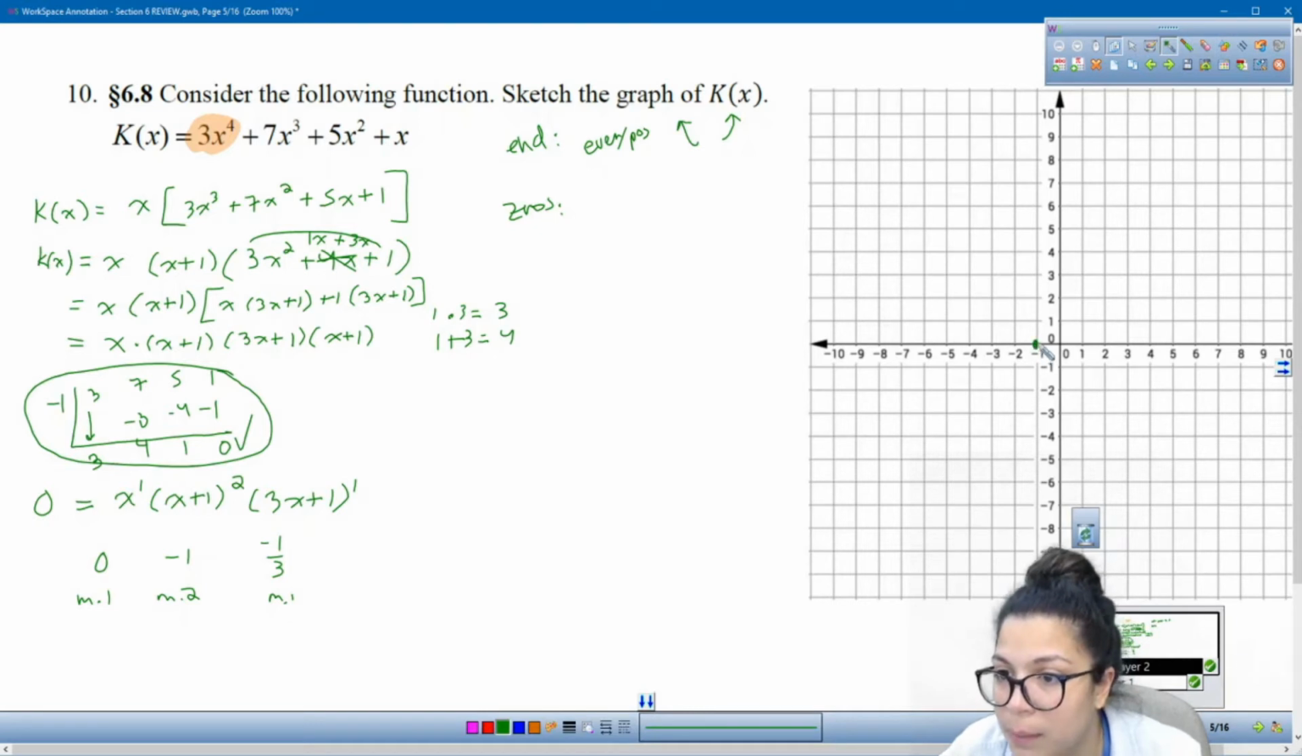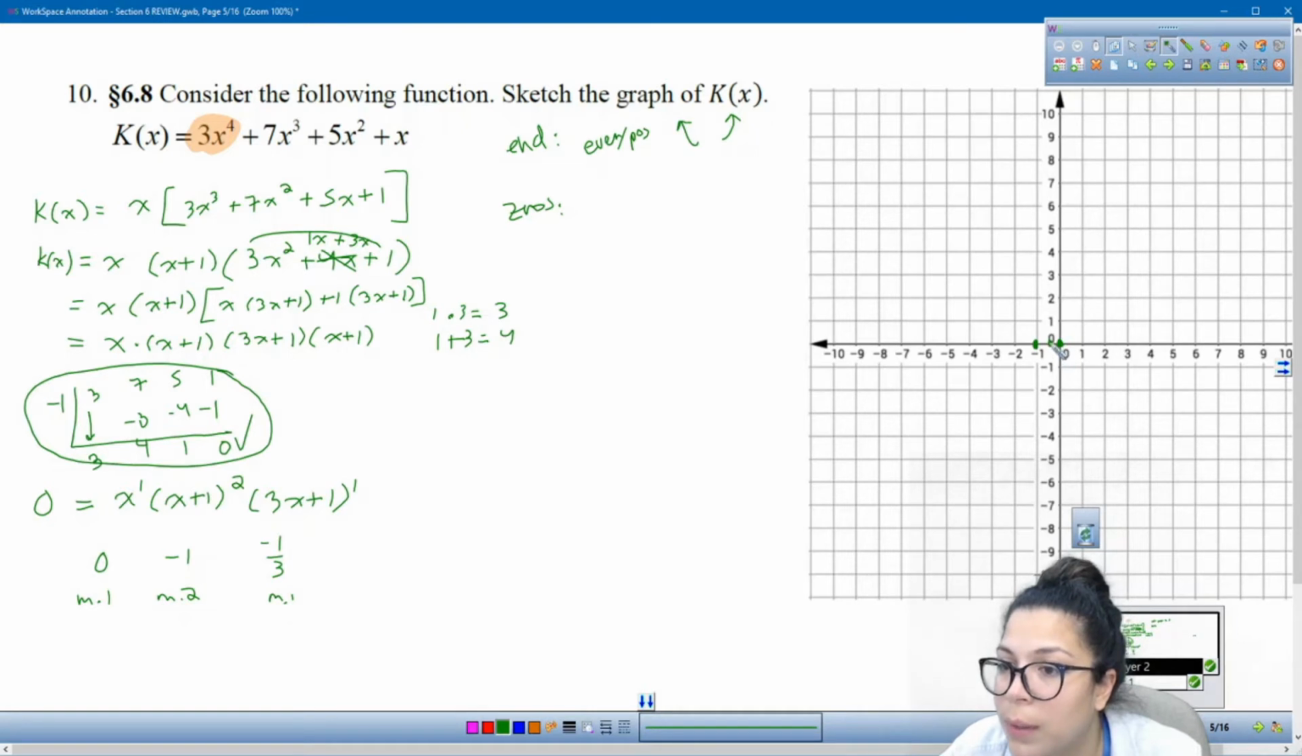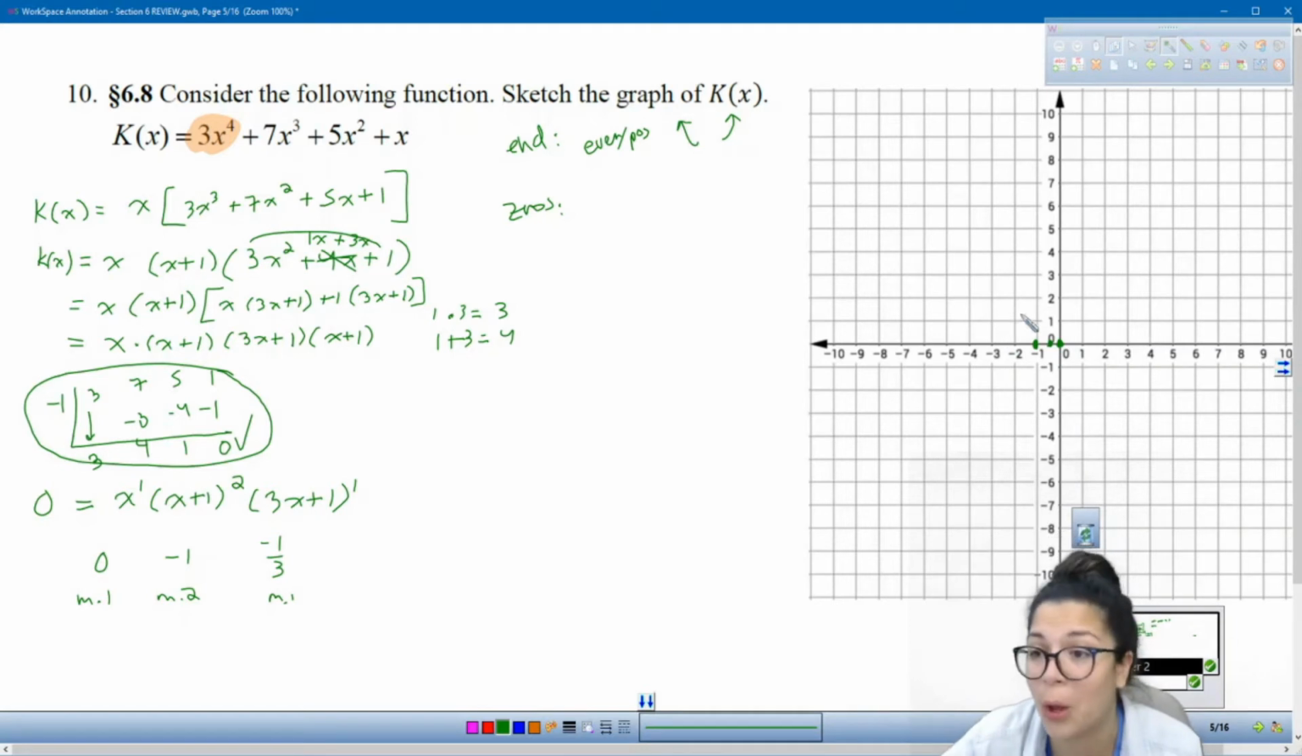Negative 1, 0, and negative 1/3. There we go. All right, this is going to be tough because it's very, very small.